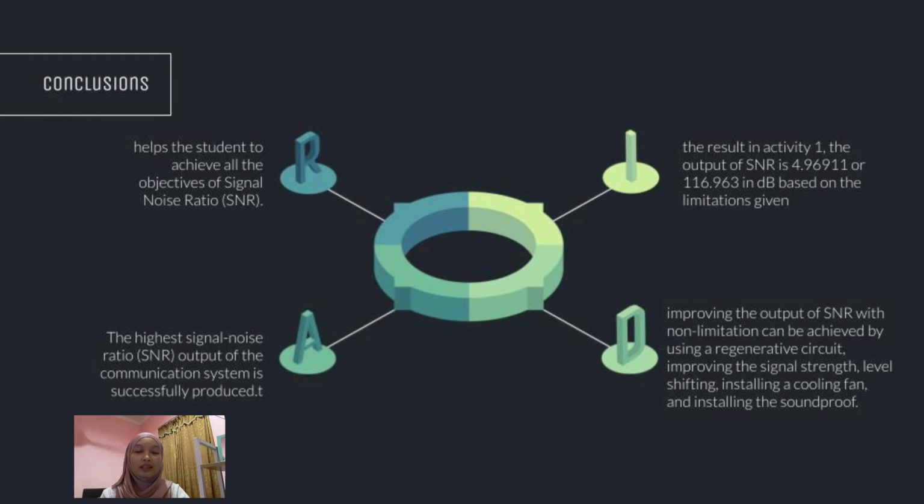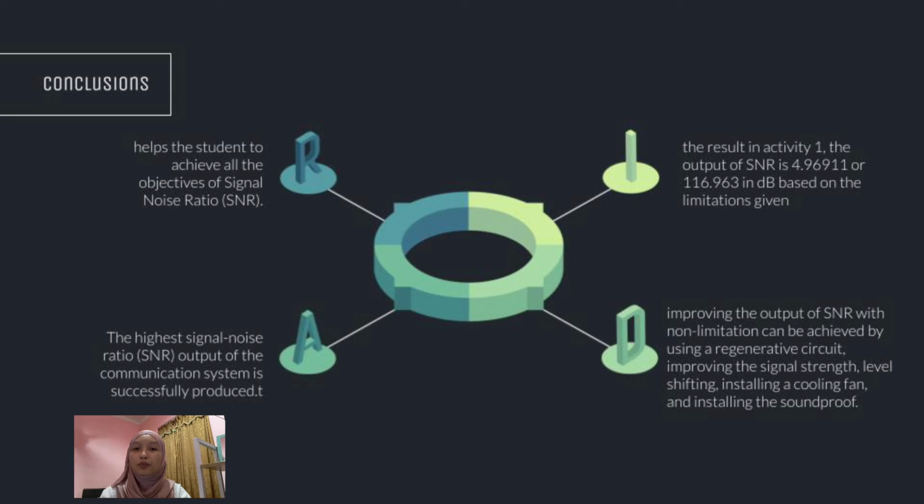In the conclusion, based on the learning assessment and knowledge that were practiced in the class, students were able to finish this SNR project successfully. The highest signal to noise ratio output of the communication system was successfully produced. Better signal quality can be achieved if we use a higher ratio of antenna array by exploring redundancy across the multiple transmit and receive signals.